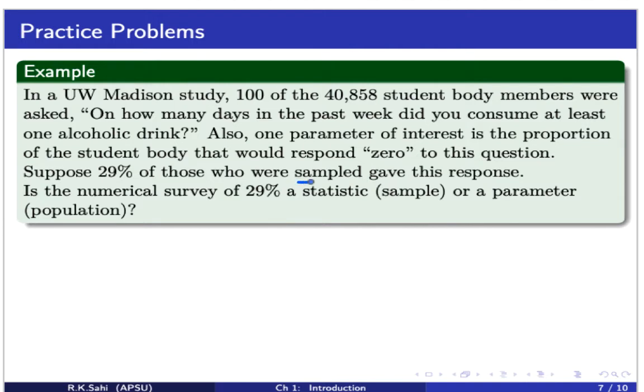Now, the moment you're seeing 29% of those who were sampled. Is this numerical summary of 29% a statistic or a parameter? So when you're reading this second last sentence, suppose 29% of those who were sampled, that automatically is a giveaway that this numerical summary is a statistic.